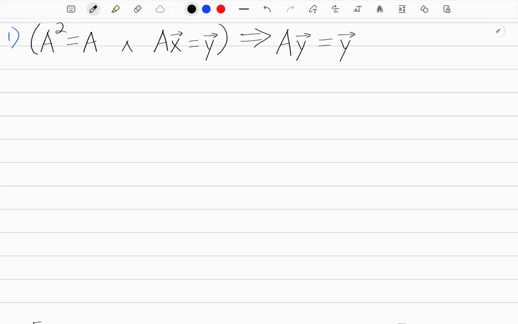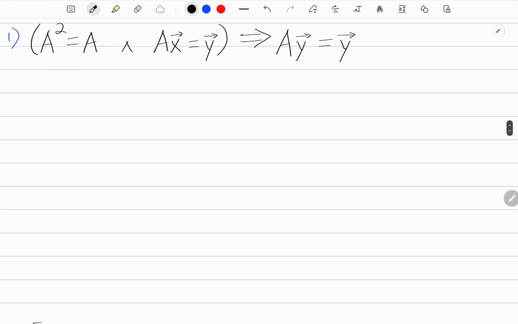For the first one, we have the antecedent, or the assumption, with 2 premises: A squared is equal to A, where A is some matrix, and Ax is equal to y, where x and y are column vectors. Then the conclusion is Ay is equal to y. By the way, this operator here is the logical conjunction operator. It's just "and."